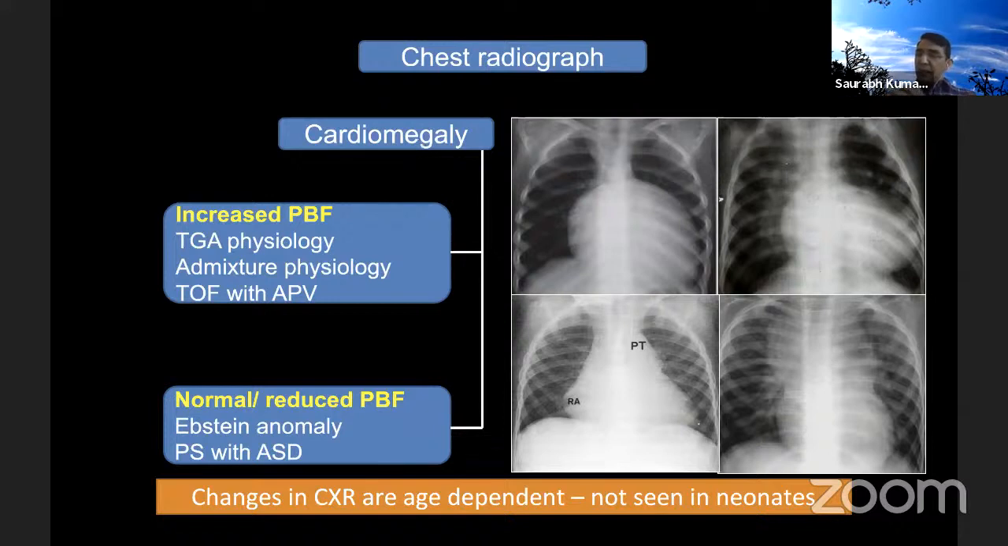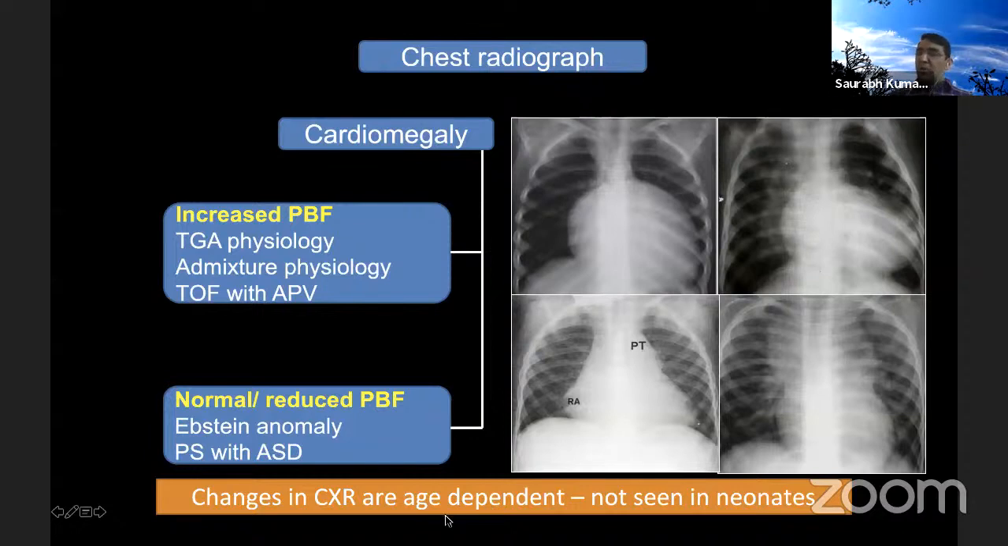Second, whenever there is cardiomegaly, we further differentiate whether the patient has reduced pulmonary blood flow, like in these two situations, or has increased pulmonary blood flow, like in these two situations. More importantly, the findings in X-ray are also age dependent.